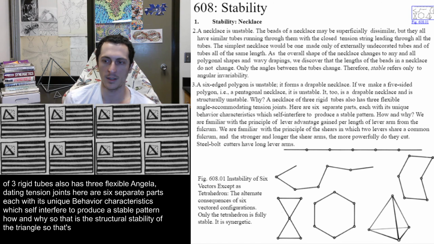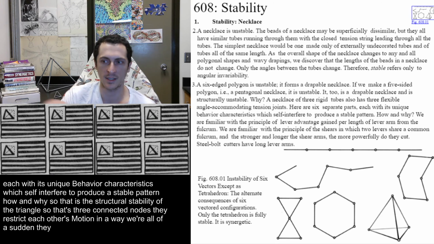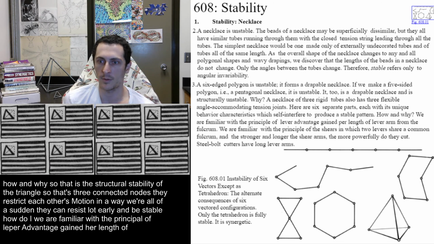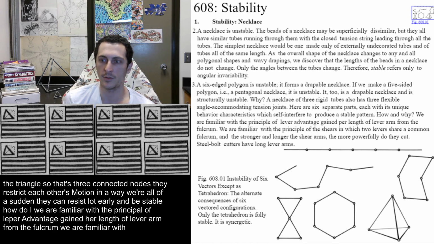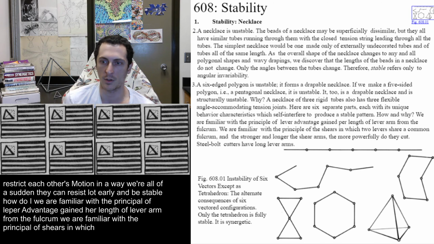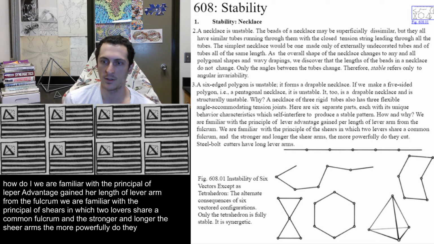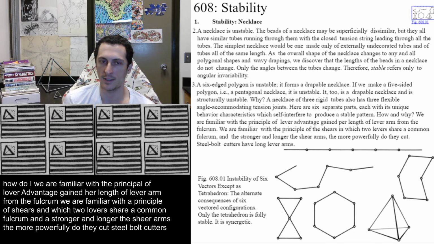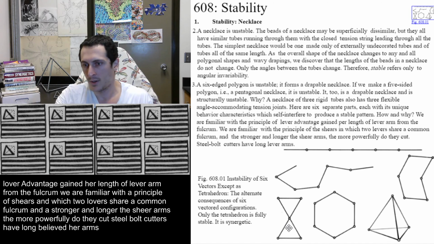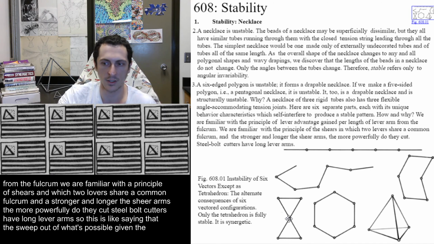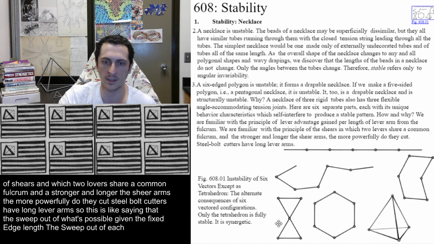So that's 3 connected nodes. They restrict each other's motion in a way where all of a sudden they can resist laterally and be stable. How and why? We are familiar with the principle of lever advantage gained per length of lever arm from the fulcrum. We are familiar with the principle of shears in which 2 levers share a common fulcrum. And the stronger and longer the shearer arms, the more powerfully do they cut. Steel bolt cutters have long lever arms. So this is like saying that the sweep out of what's possible, given the fixed edge length, the sweep out of each point is balanced.